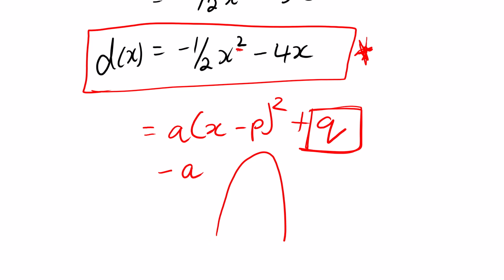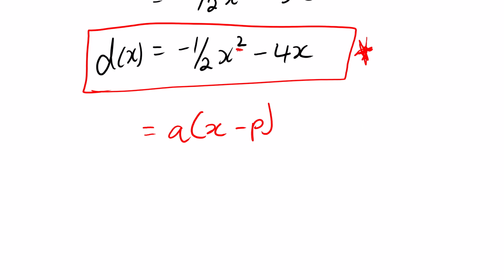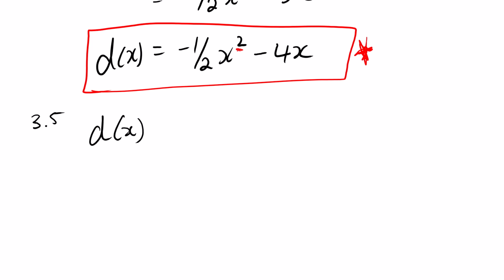So we need to complete the square. There is a lesson video on how to complete the square. It's not difficult. So it's 3.5 d of x. The first thing we need to do is factor out this number, so it's negative 1 over 2. Then we have x squared plus 8.